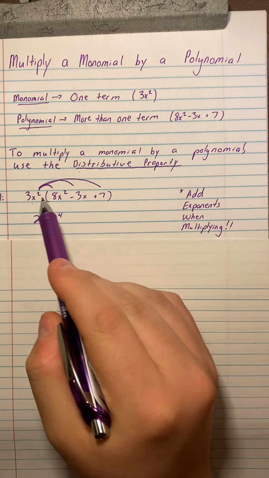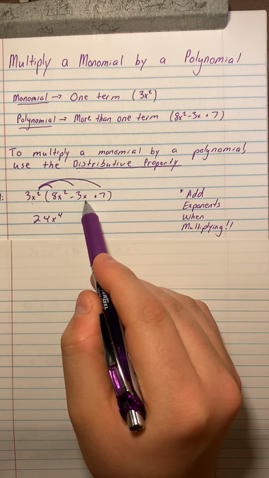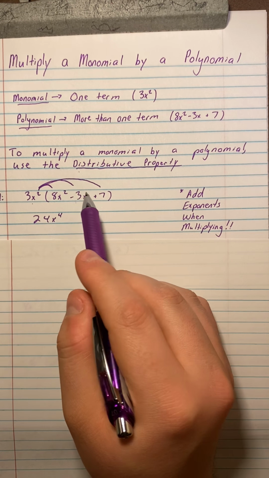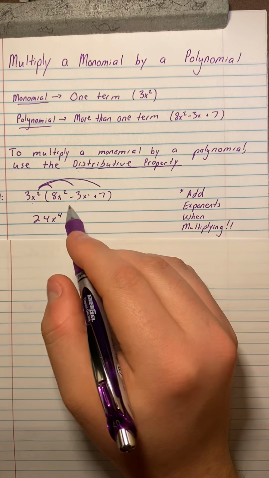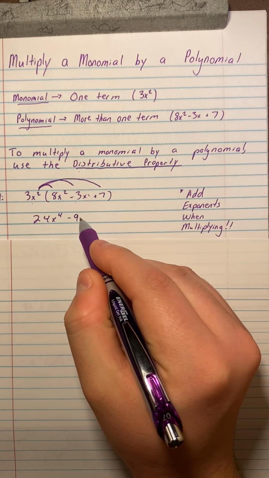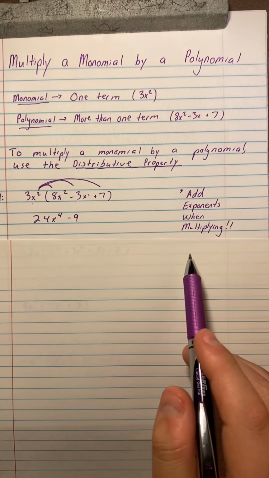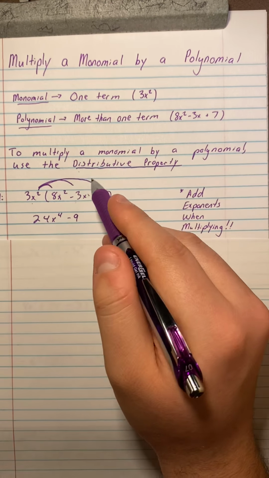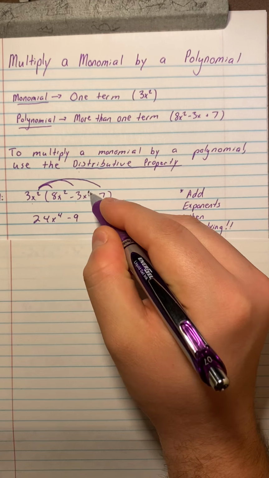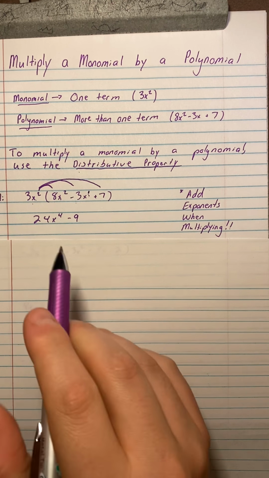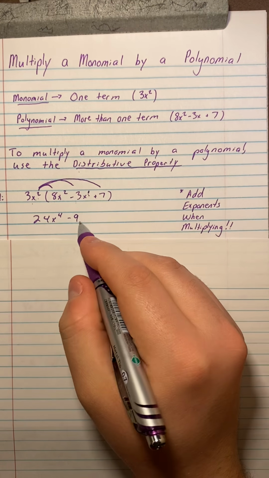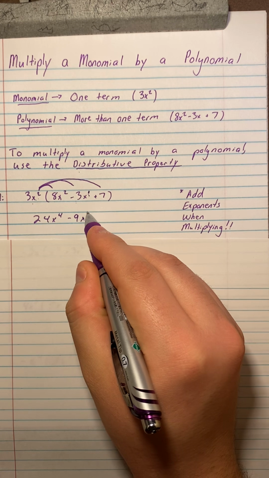Then I'm going to distribute 3x squared times, this is negative 3x. We'll start with the coefficients. 3 times negative 3 is negative 9. This is x squared times x. I have to add the exponents here. But remember, when it's just x, that's really like x to the first power. So when I add the exponents, 2 plus 1 is 3. This would be minus 9x to the 3rd.